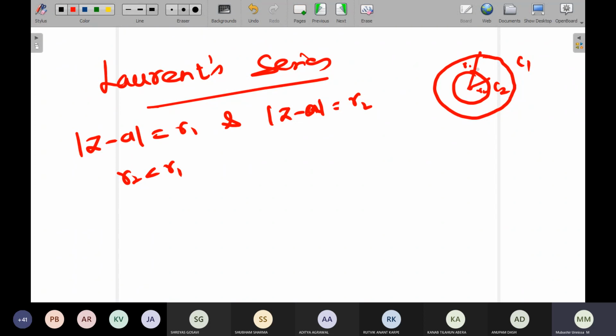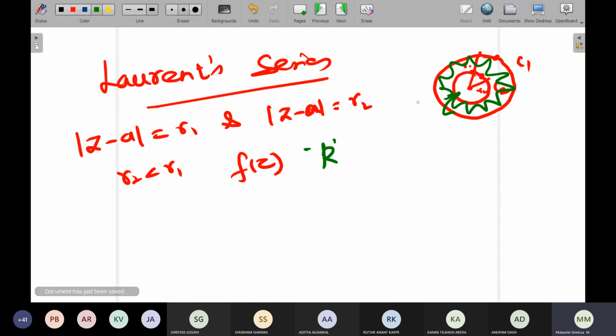Let f of z be analytic. We are talking about analytic functions, right? So f of z is analytic on the curves C1 and C2 and in the annular region. This is your annular region, capital R, between them.